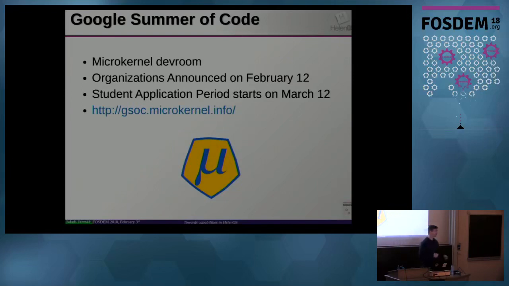There were 3 students, one for Hurd, one for Minix, and one for Redox. All of them were quite successful, and this year we applied again. So you can keep your fingers crossed for us on February 12th, when the mentor organizations will be announced by Google. And in case the microkernel dev room is selected, then students can start applying starting from March 12th. And in that case, you can search for this microkernel dev room logo on the Google Summer of Code web pages. So that's for the agenda.